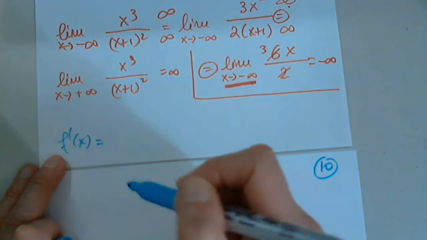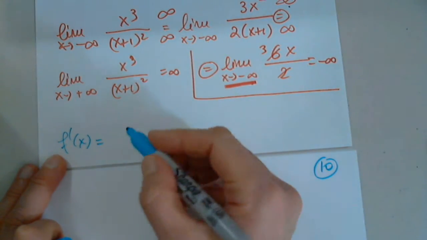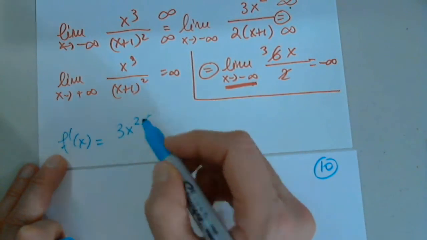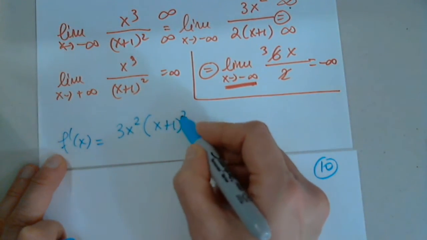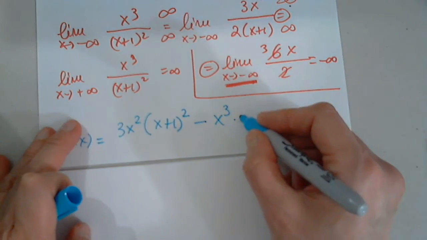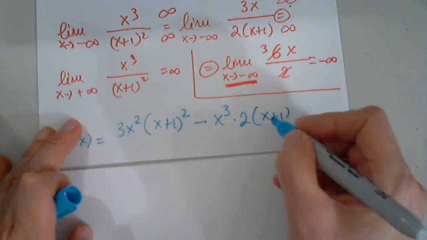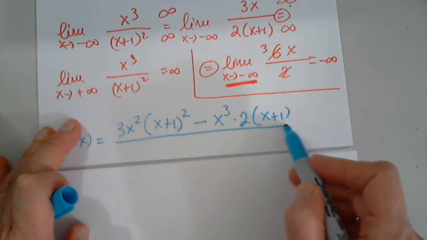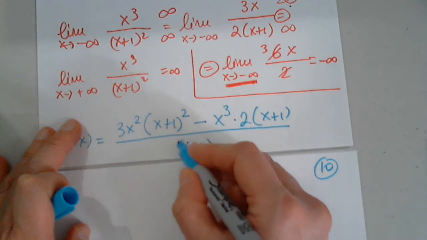f prime, and we have the top prime, which is 3x squared, times the denominator, minus the top, times the denominator prime, over x plus 1 to the fourth.